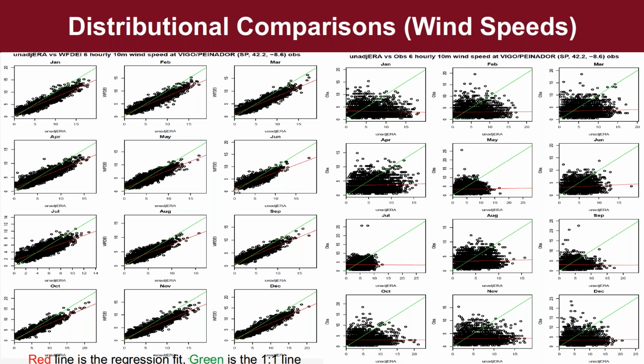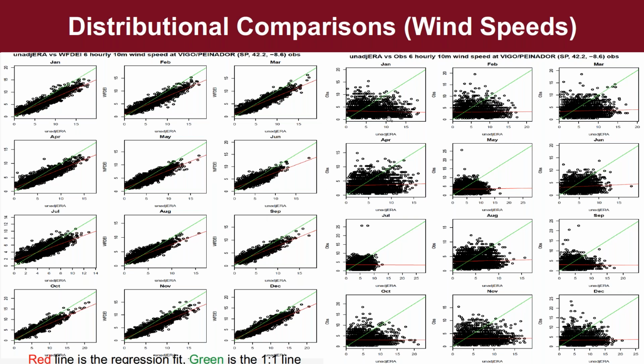And you can see that here is a good example of a station that's quite different from the ERA interim wind field. It's much weaker winds because the lines are well below the green one-to-one line. But you're comparing unadjusted ERA interim here with WFDEI, which is based on unadjusted ERA interim.